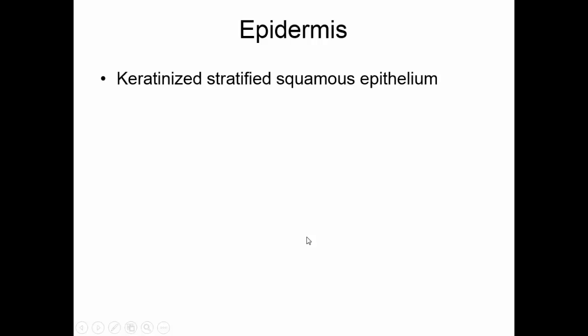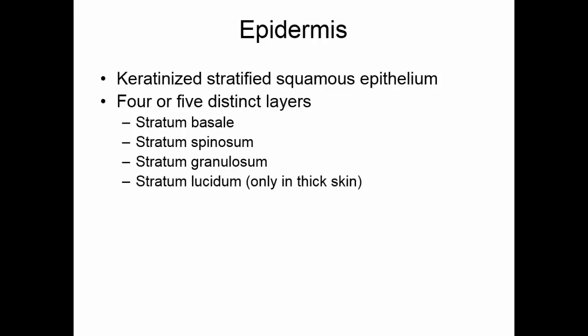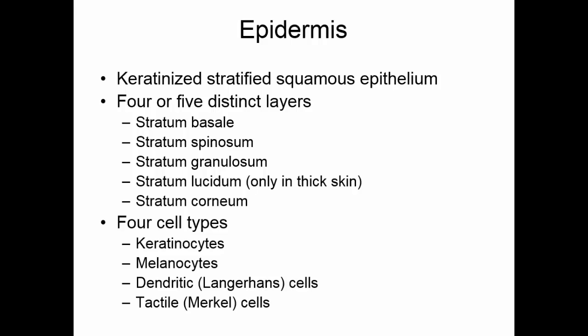The epidermis is a keratinized stratified squamous epithelium with 4 or 5 distinct layers depending upon the thickness of the skin. The stratum basale, stratum spinosum, stratum granulosum, the stratum lucidum, which is only seen in thick skin, and the stratum corneum. In the epidermis, there are 4 basic cell types: the keratinocytes, the melanocytes, then dendritic cells, sometimes called the Langerhans cells, and the tactile cells, sometimes referred to as Merkel cells.